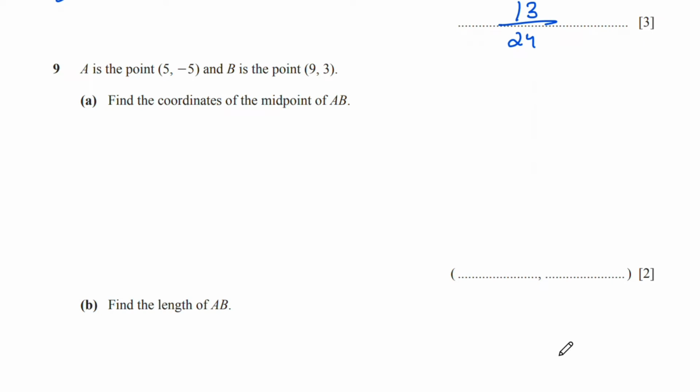Question 9. A is a point 5, minus 5 and B is a point 9, 3. Find the coordinates of midpoints of AB. So see, you can take point A as 5, minus 5. Take this as x1, y1 and point B as 9, 3. Now 9, 3 is given, take this as x2, y2.